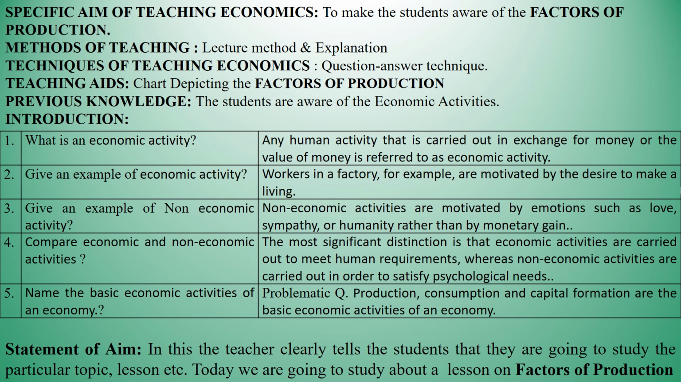If the student teacher gets the answer, then he will proceed to the statement of aim. If the student teacher does not get the answer, he should tell the answer to the class and proceed to the statement of aim. The next is the statement of aim. In this, the teacher clearly tells the students that they are going to study the particular topic. I am going to say that today we are going to study about a lesson, factors of production.